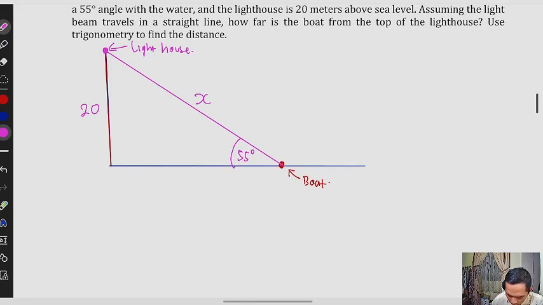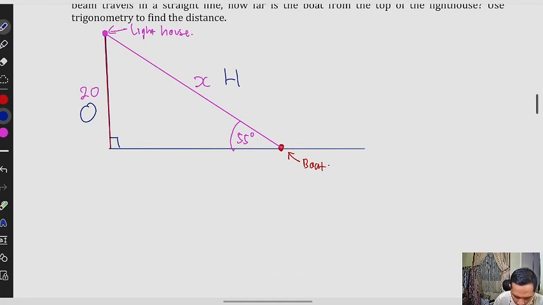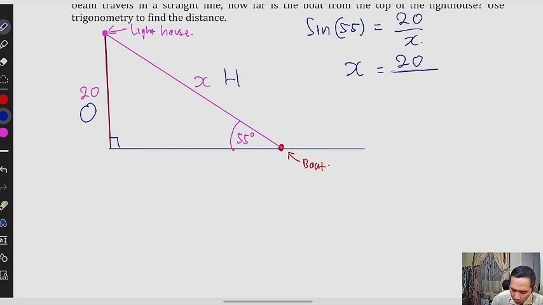Okay, so we use trigonometry. We have 55 here. So the 20 here because it's in front of 55 degrees. So this is the opposite. And the x here because the x is in front of 90 degrees. So this is the hypotenuse. Hypotenuse and opposite, we use sine. So we are going to use sine 55 equals opposite over hypotenuse, so 20 over x. And then we want to find x, so switch x with the sine 55, balancing method, everyone, transposition. So 20 divided by sine 55.